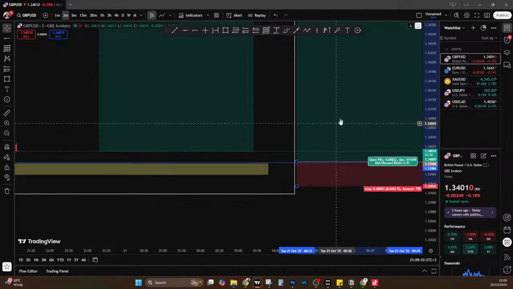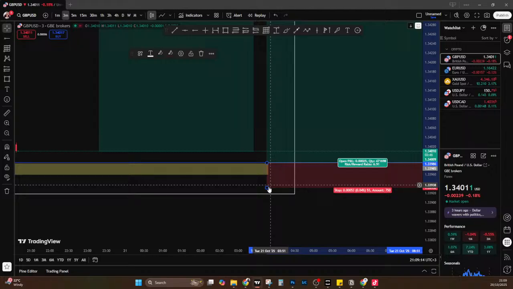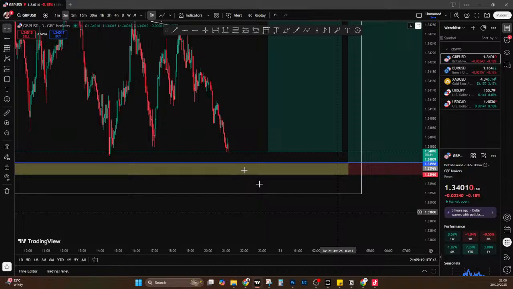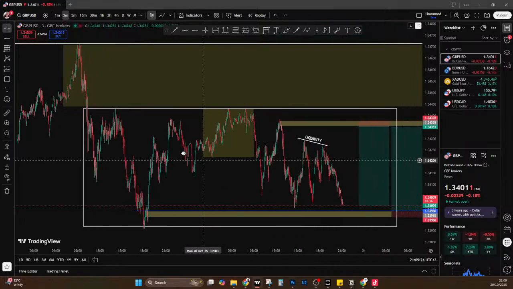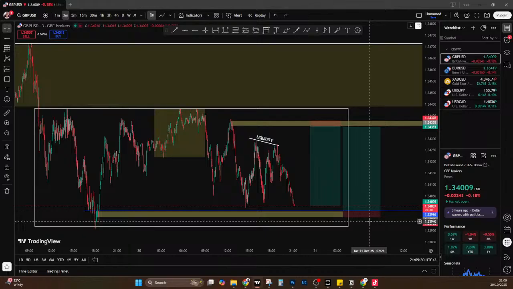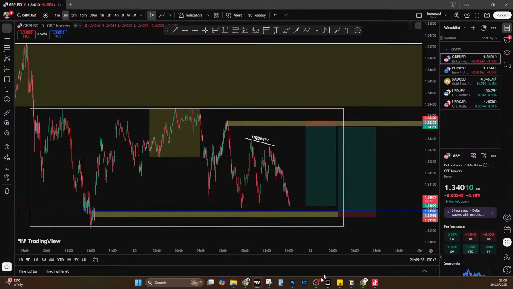So if you can, also take that as a signal. 2.6 stop loss. So that is if this support and resistance will be respected. If it will be respected.